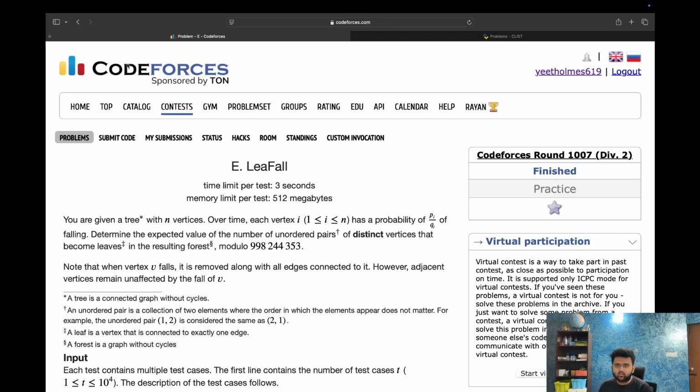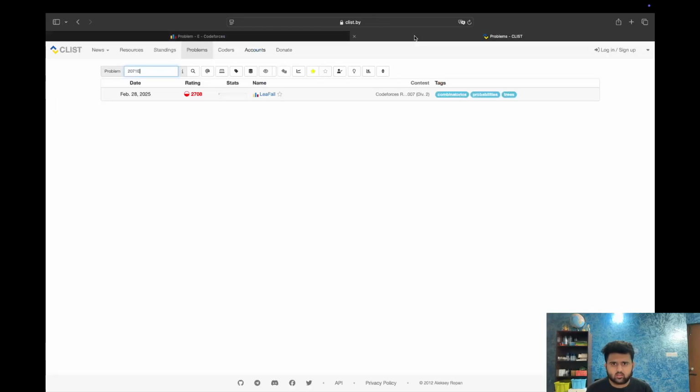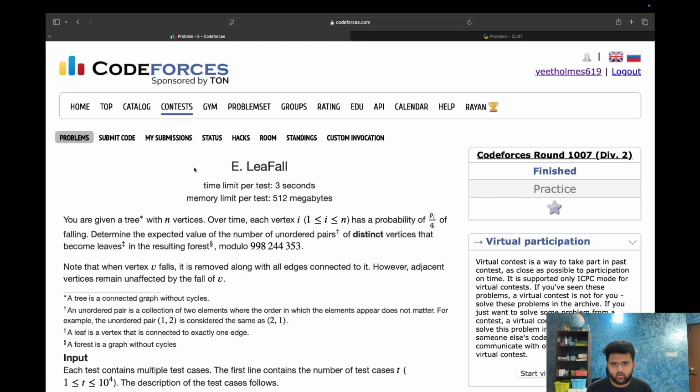Today I'll be discussing the solution for Leaf Fall and how linearity of expectation and indicator variables help destroy a problem that's suspected to be 2700 rated. But if you know these concepts, it boils down to just implementing it quickly. So let's look at the problem statement once. I'll have the link of this in the description.